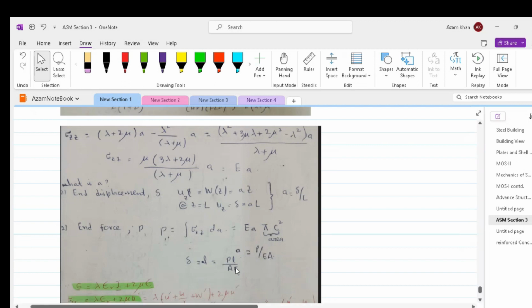We can also write delta is equal to A times L, and that is equal to PL over AE. Delta equal to PL over AE is actually the total deformation.